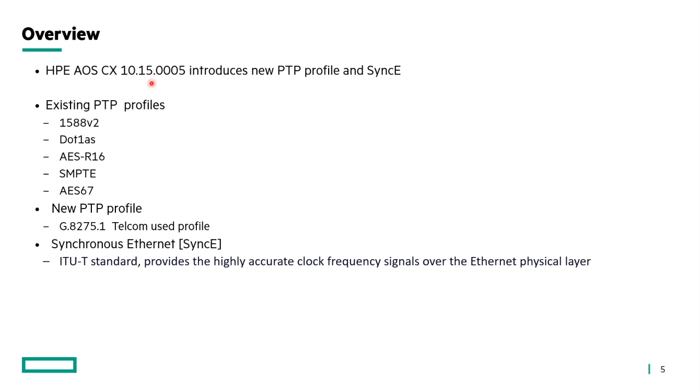As I said earlier, AOS-CX 10.15 release 005 introduces a new PTP profile and SyncE. The existing profiles are shown here: 1588, 802.1AS, AES-R16, SMPTE, and AES-67. The new PTP profile is G.8275.1, which is a telecom profile typically used in telco networks. And also synchronous Ethernet, which is shortened to SyncE, which we will do throughout this presentation.